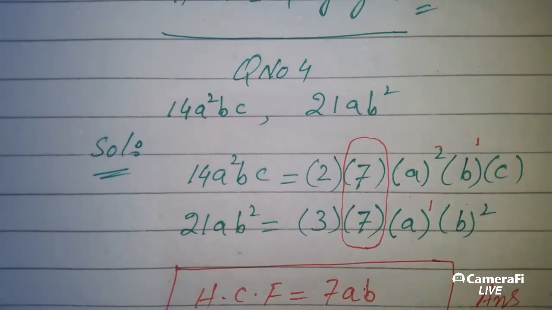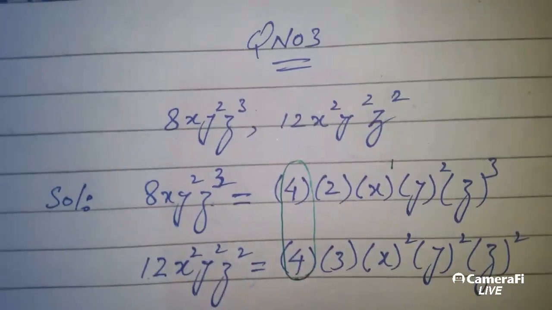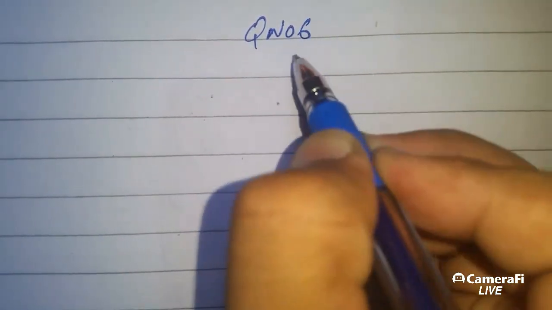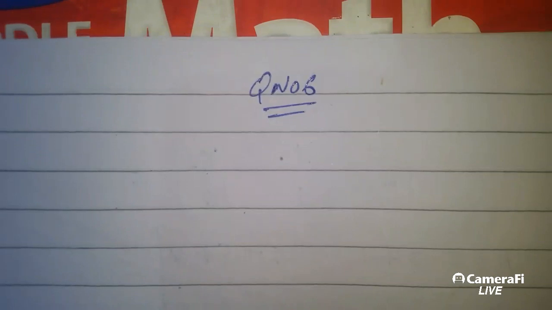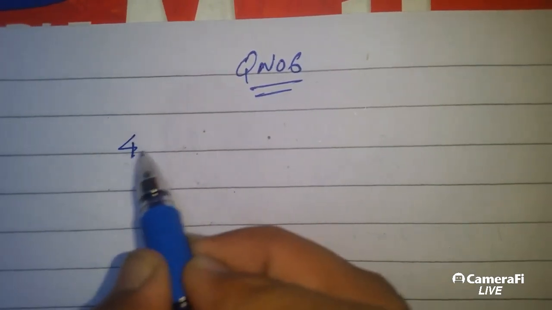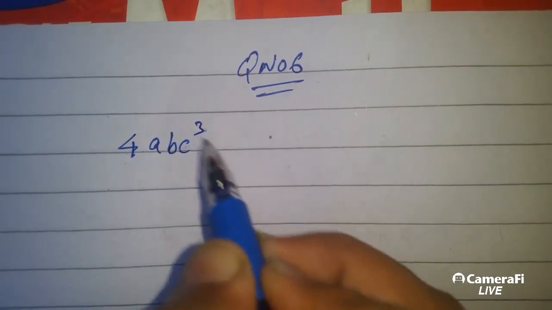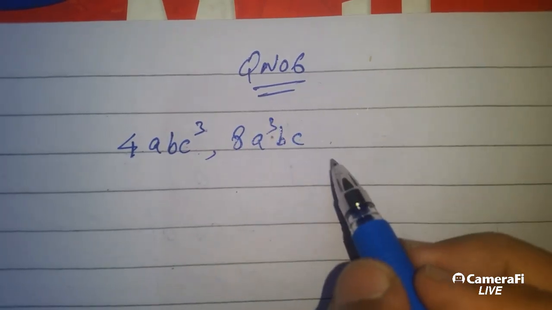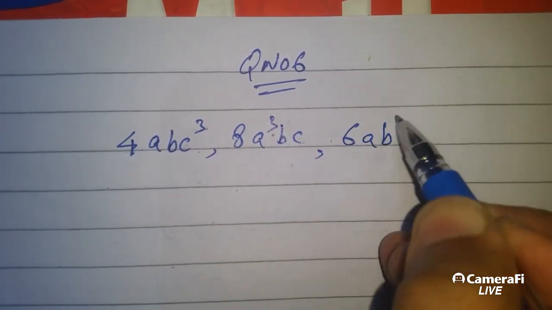Let's move to the next page. Question number 6. 4ABC cube, 8A cube BC, 6AB cube C.